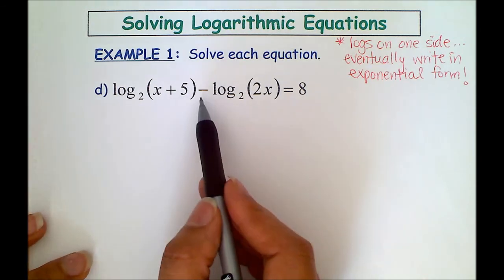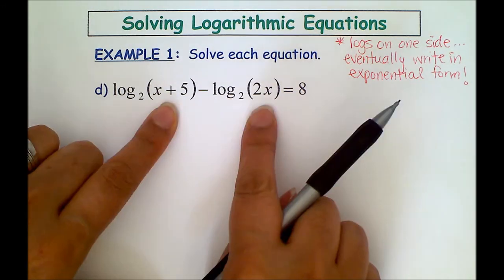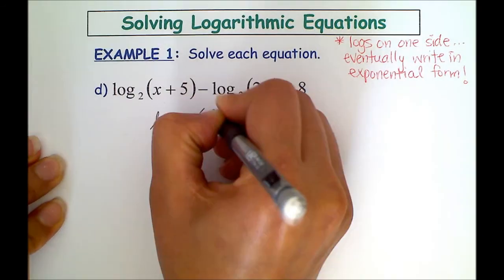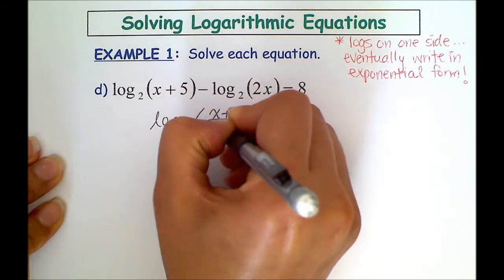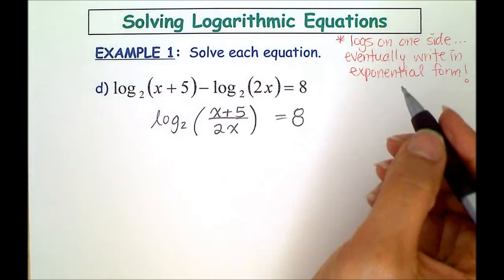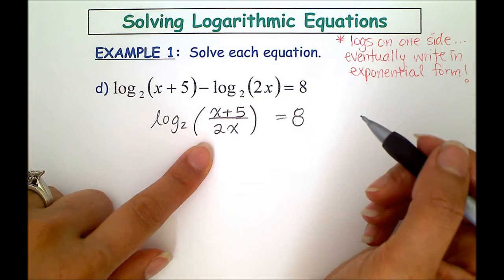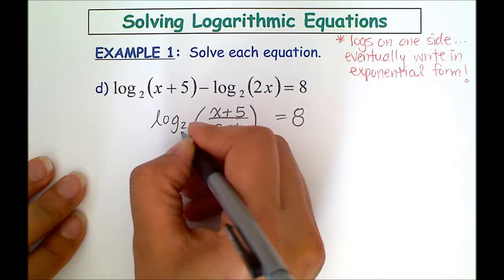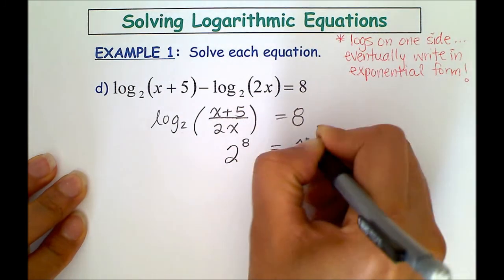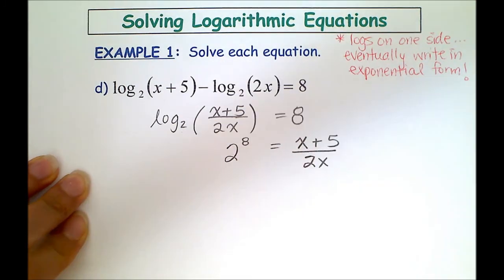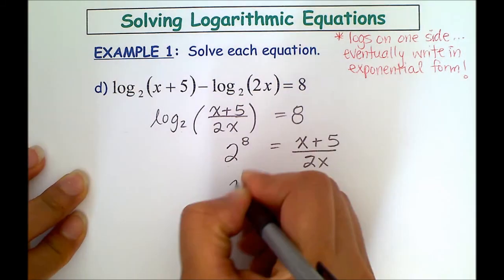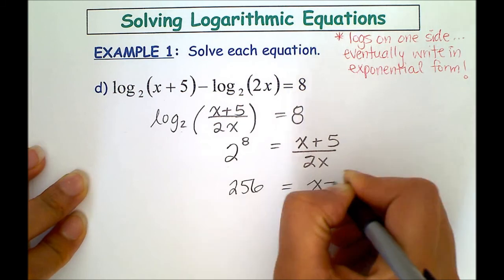Because I'm subtracting the logarithms, that means I will be dividing the answer parts. So on the left-hand side, I get log base 2 of (x plus 5) divided by 2x. So this is using the quotient law. Okay, now at this point, because it's a single logarithm, I can rewrite this in exponential form. So I have 2 to the exponent 8 equals the answer part, which is (x plus 5) over 2x. Okay, and now in order to solve this, I'm going to simplify the left-hand side. 2 to the exponent 8 is 256, and that's going to equal (x plus 5) divided by 2x.